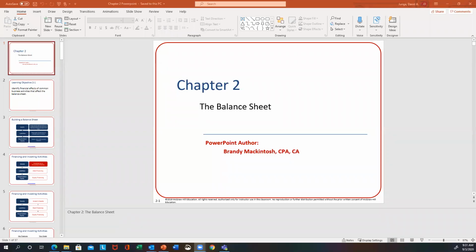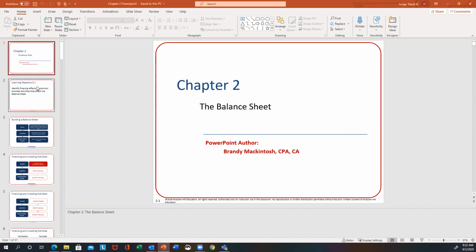All right, so in chapter 2, we're going to be looking at the balance sheet, but we're also going to go back and look at some transactions. We will also look at journal entries and how your information gets into a journal and a ledger and eventually into that balance sheet. And then we're also going to look at, I believe it's the classified balance sheet.